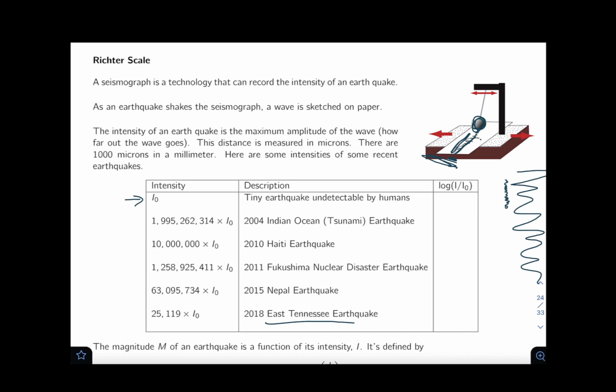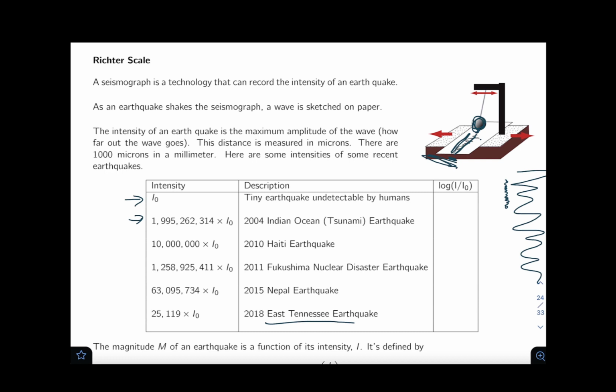When there was an earthquake in Tennessee in 2018, don't know if you remember that, it was about 25,000 times the baseline amount for the seismographs here. The Nepal earthquake was about 63 million times more intense. Whereas the 2004 earthquake in the Indian Ocean that caused a tsunami was about 1.9 billion times more intense.